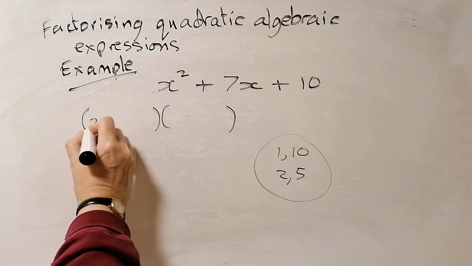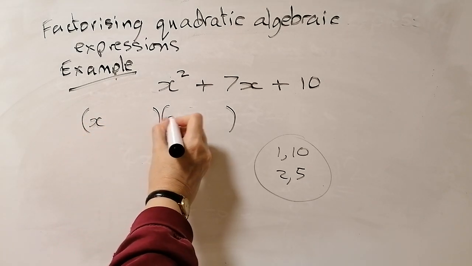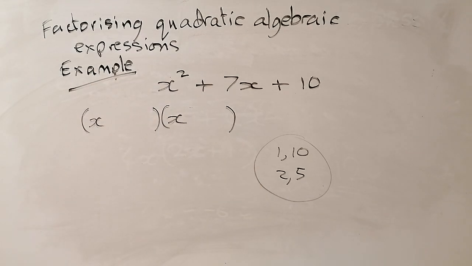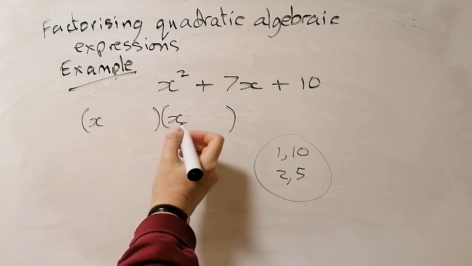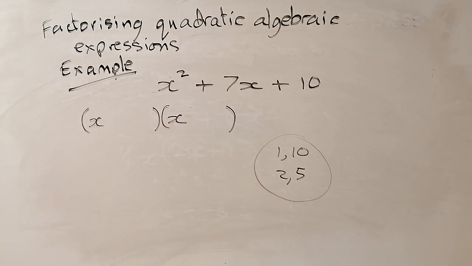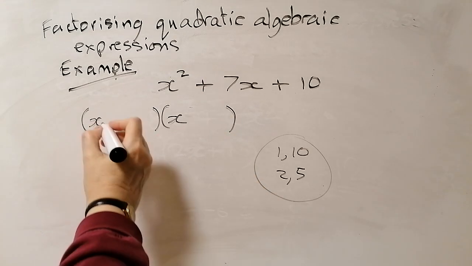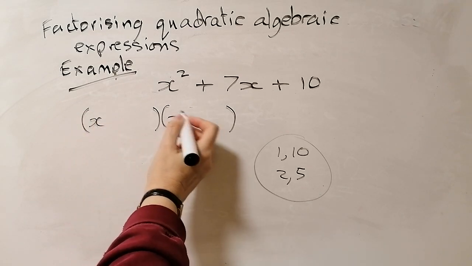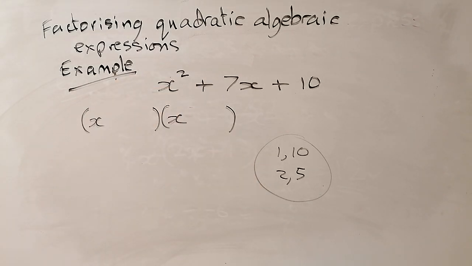We can start with putting x in each bracket. Now, if you're not sure about expanding brackets, there's a video on expanding two brackets, which is useful to go through, and I'd advise watching that before watching this video. So we can put an x there and an x there, because when we expand these brackets, which means multiply the two brackets together, we're going to be multiplying x times x, and that's going to give us our x squared term.